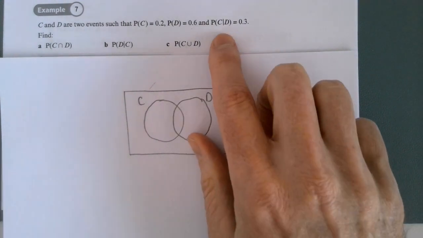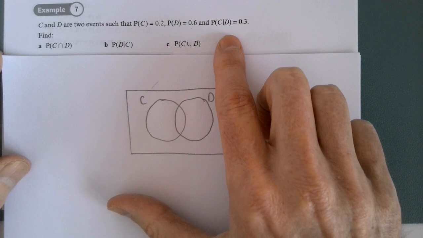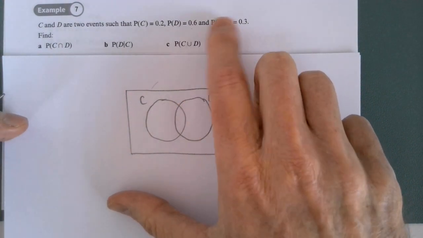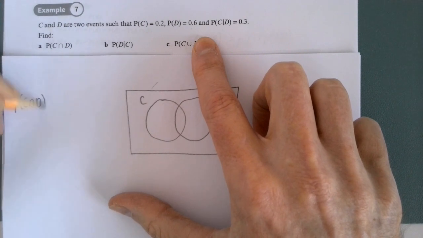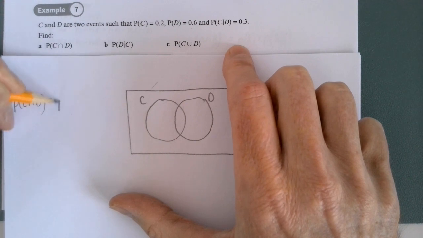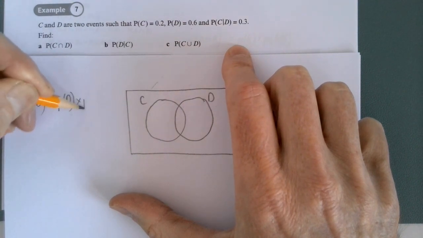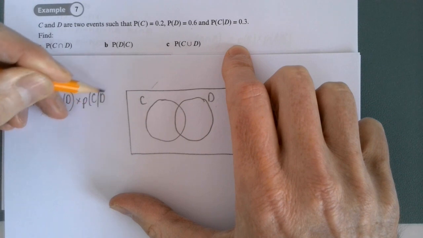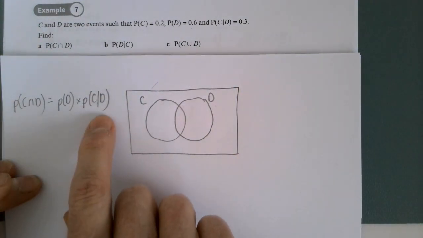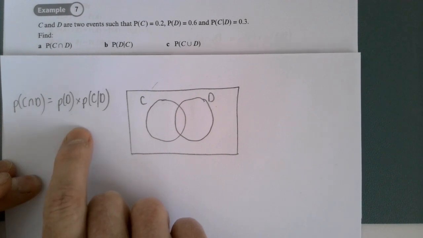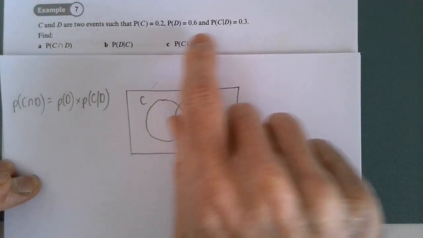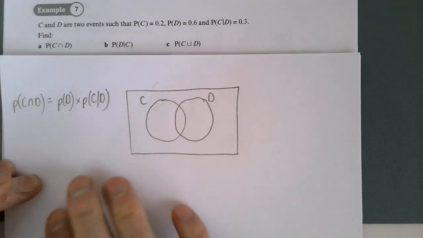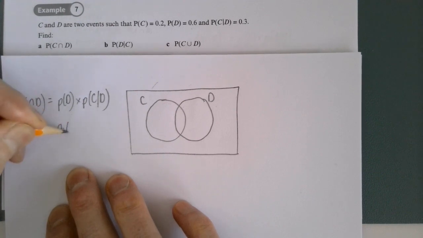And so what I can say is, using that formula and getting it the right way round, I've got this information here. The probability of the overlap is going to be the probability of D multiplied by the probability of C, given that D has happened. Remember, I could write that formula the other way round. Probability of C multiplied by the probability of D, given that C has happened. But I've only got these values here. So the overlap is 0.6 times 0.3, which is 0.18.